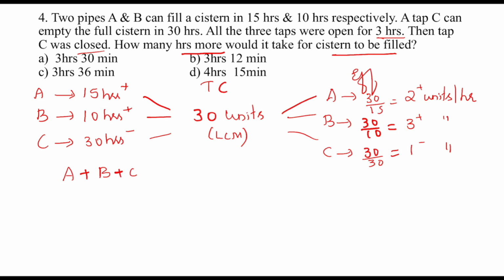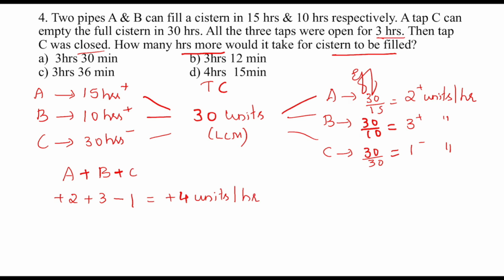So A can fill the tank at 2 units per hour. B can fill the tank at 3 units per hour. But C can empty 1 unit per hour. So it is plus 2 plus 3 minus 1, which is equal to plus 5 minus 1, which will be plus 4. So even after C is open, filling of the tank is happening. That is how much? 4 units per hour.